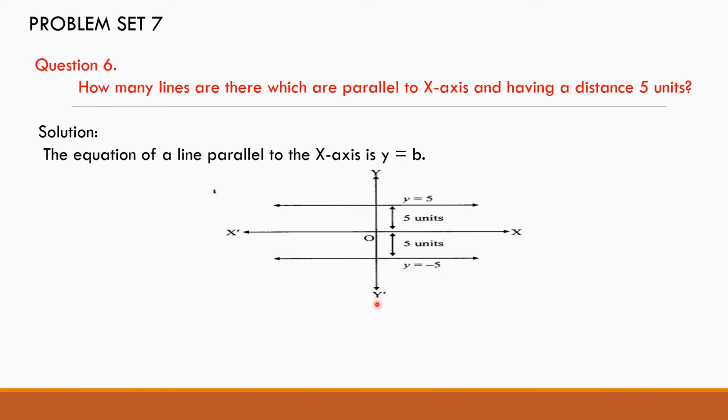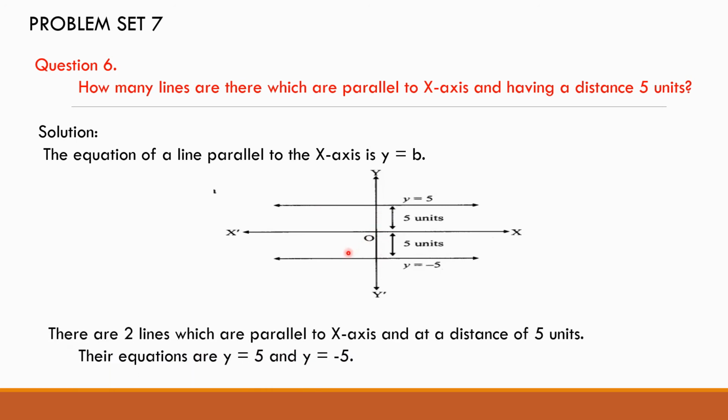There are two cases. One line parallel to the x-axis is above 0 and another line is below 0. The distance between the x-axis and these two lines is 5 units. Therefore, there are two lines parallel to the x-axis at a distance of 5 units. Their equations are y equal to 5 and y equal to -5.